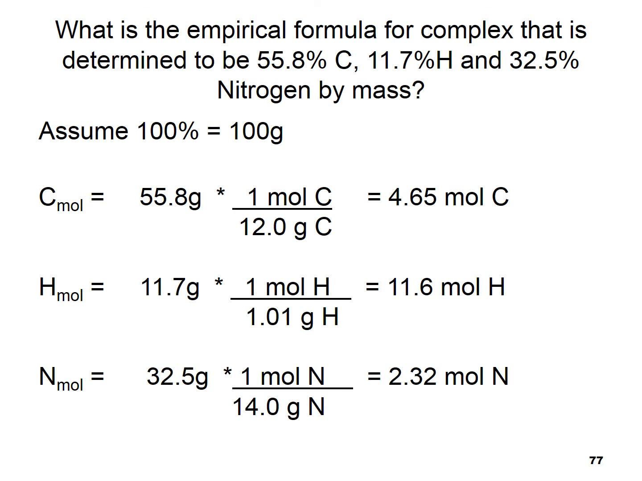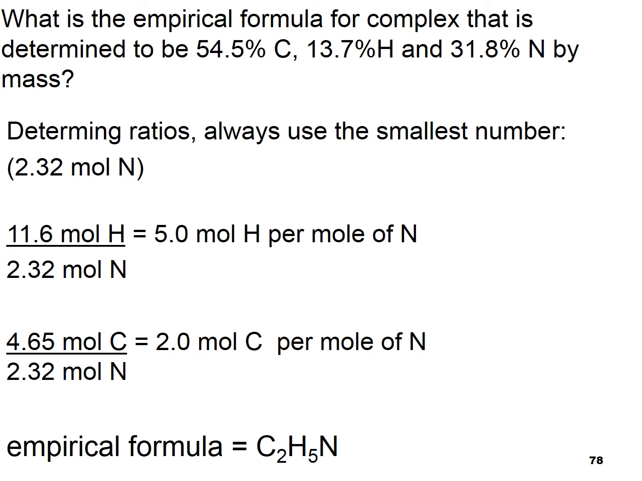And you find the moles. Do the same thing with hydrogen, find the moles. Same thing with nitrogen, find the moles. Okay. Now, we have more than one mole value here. The trick to solving this is always take the smallest number. So in this case, that would be nitrogen. And from that smallest number of moles, we're going to determine the ratio of carbon to nitrogen and of hydrogen to nitrogen. Okay. So when we do the ratio of hydrogen to nitrogen, we find there's 5 hydrogens per nitrogen. When we do the ratio of carbon to nitrogen, there are 2 carbons per nitrogen. And so our formula can be C2H5N.